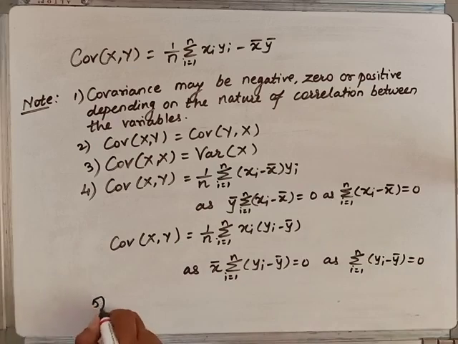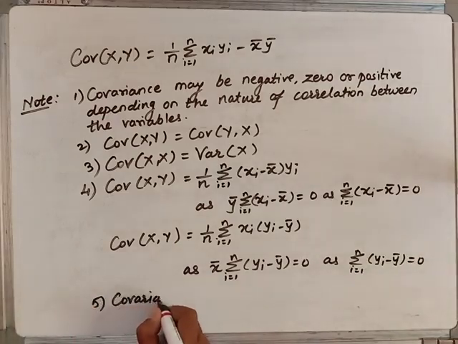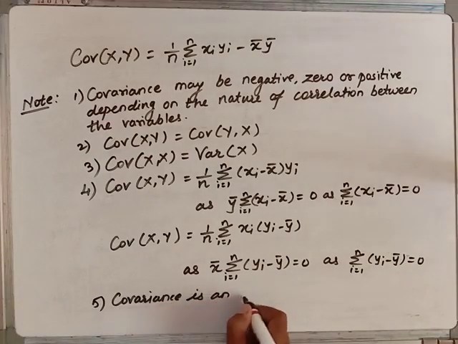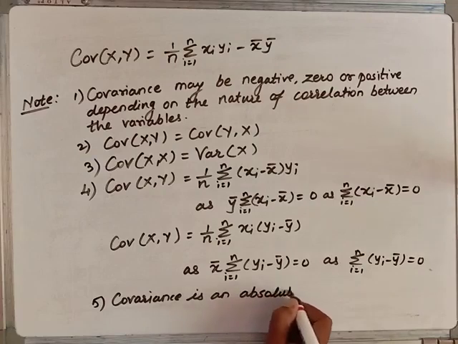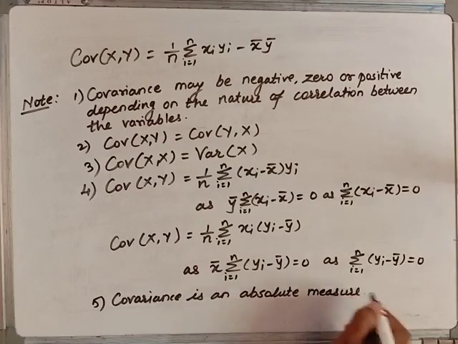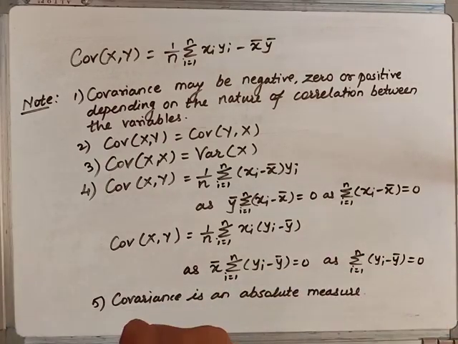One more note, covariance is an absolute measure. Covariance is an absolute measure. It is an absolute measure.